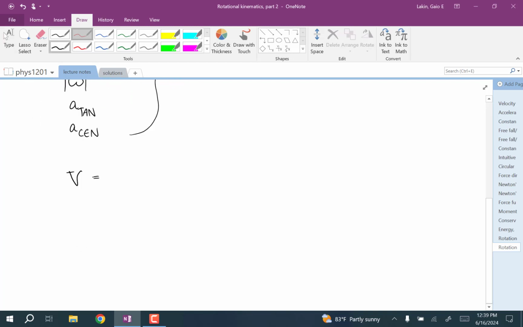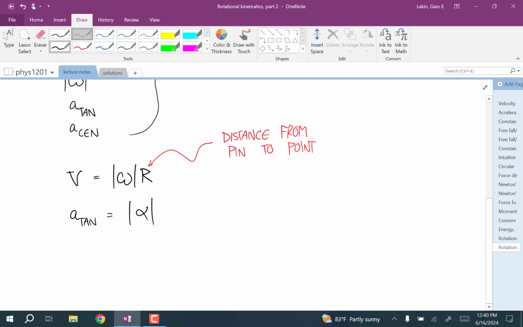The speed of a point on the body is equal to the absolute value of the angular velocity times r. And this r is always going to mean the same thing for all of these. This is the distance from the fixed point, or I'll call it the pin, to the point that we're looking at. The magnitude of the tangential acceleration is going to be the absolute value of the angular acceleration times r with that same meaning.